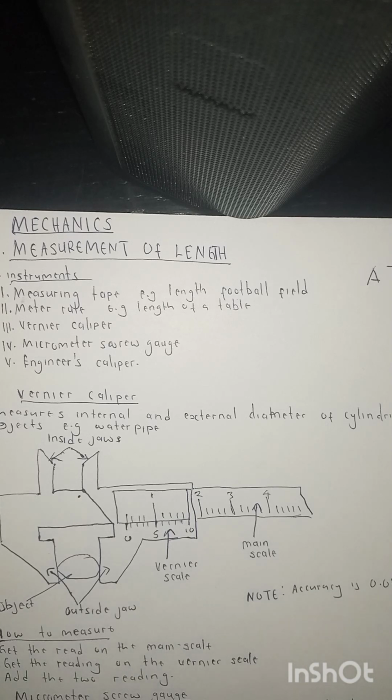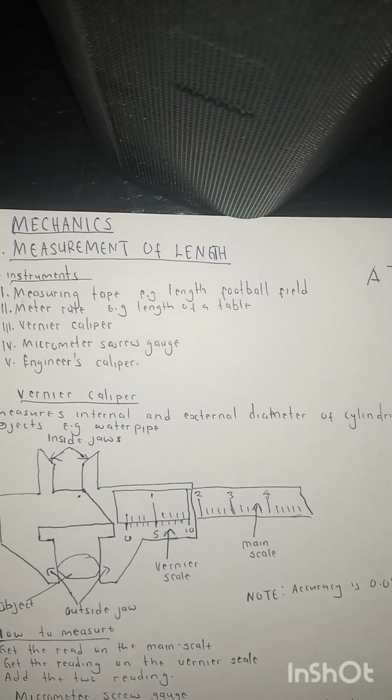Then the third instrument used to measure length is the vernier calipers. The vernier caliper is an instrument used to measure slightly smaller objects, for example, the diameter of a pipe. It is usually used to measure the internal and the external diameter of cylindrical objects, for example the pipe that I've already talked about.